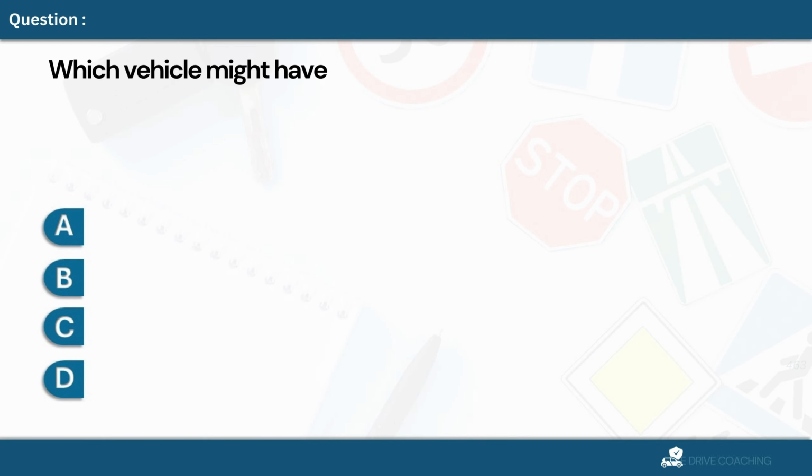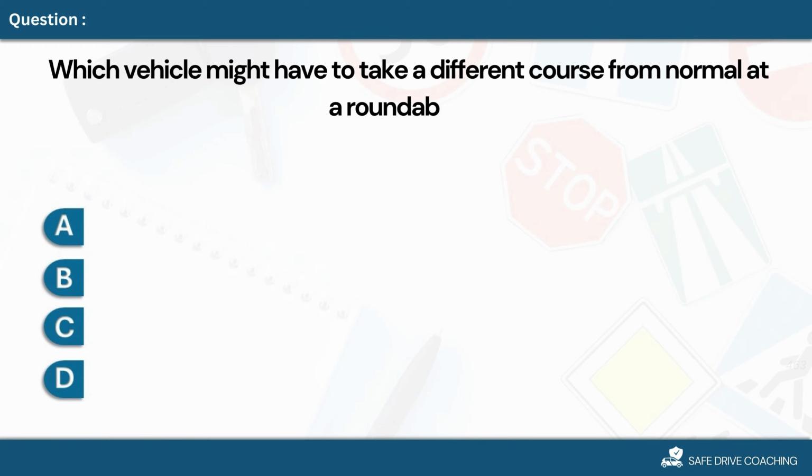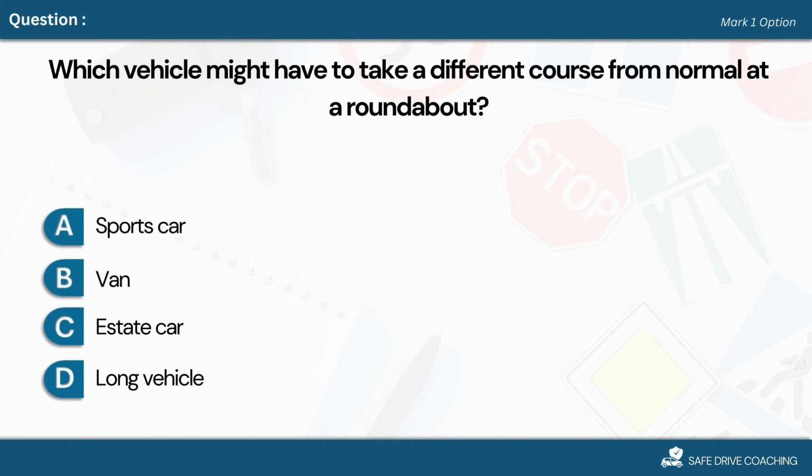Which vehicle might have to take a different course from normal at a roundabout? A. Sports car. B. Van. C. Estate car. D. Long vehicle. The correct answer is D. Long vehicle.